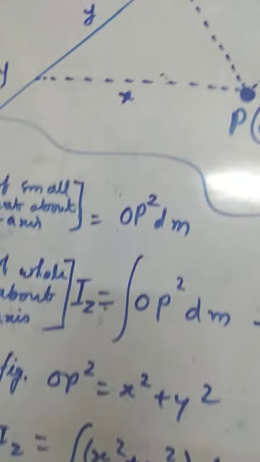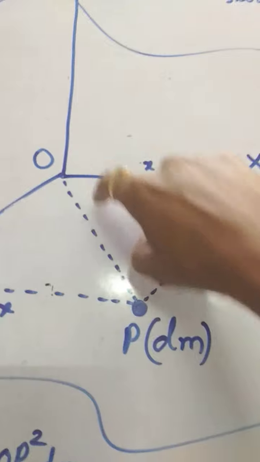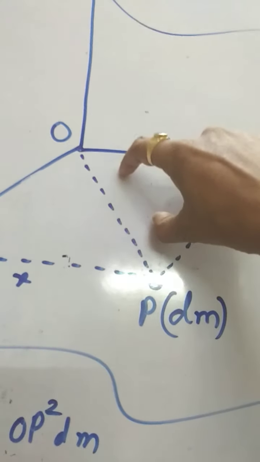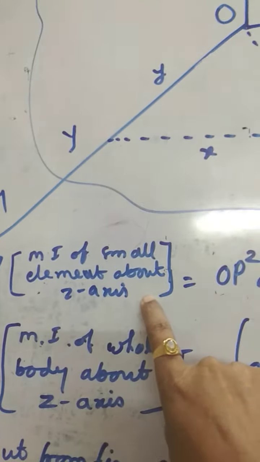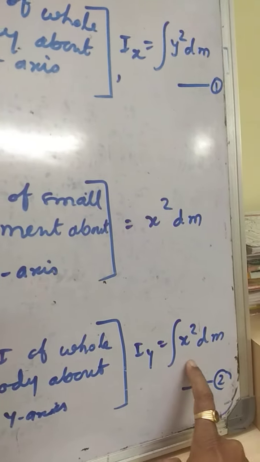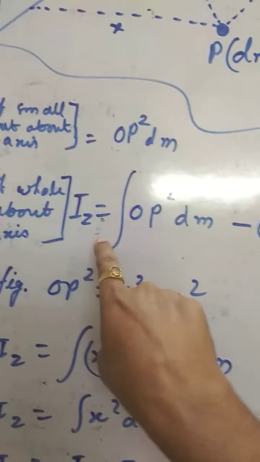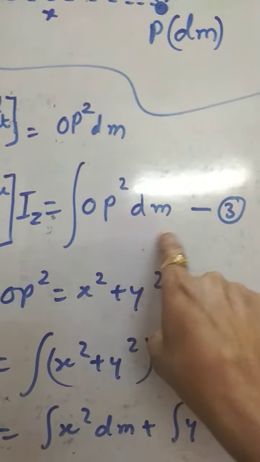Now along the z-axis, the distance of this small element is represented by OP. So therefore, moment of inertia of a small element about z-axis is equal to OP square into dm. Therefore, for whole body, moment of inertia about z-axis, Iz is equal to integration of OP square into dm, equation number 3. So in this way, along x-axis, Ix is equal to integration of y square into dm. Along y-axis, Iy is integration of x square into dm. Along z-axis, Iz is equal to integration of OP square into dm.